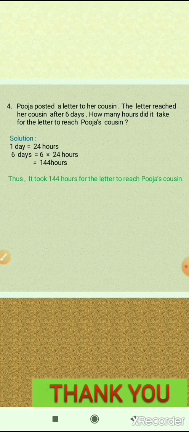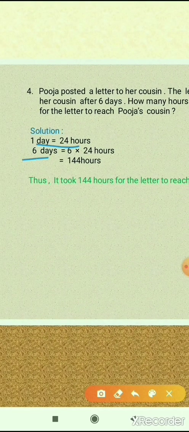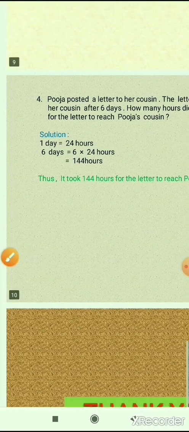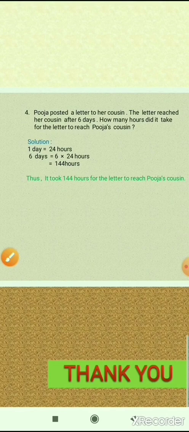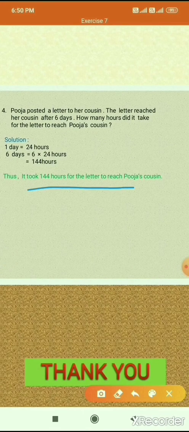Look here, the time is given in days and we have to find the answer in hours. So let's see solution. 1 day is equal to 24 hours. 6 days is equal to 6 multiplied by 24 hours. So 24 6s are 144. Okay, so what they ask in example, how many hours did it take for the letter to reach Pooja's cousin? Okay, so what will be the answer? Thus, it took 144 hours for the letter to reach Pooja's cousin.